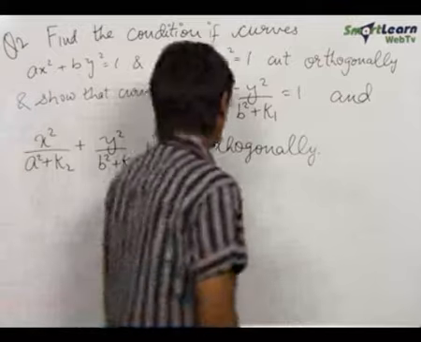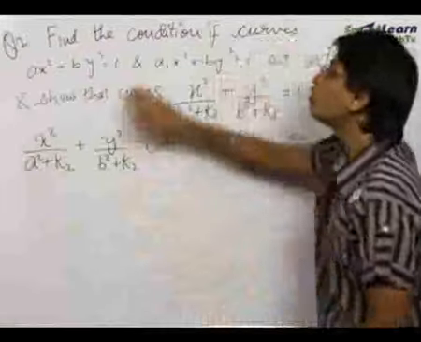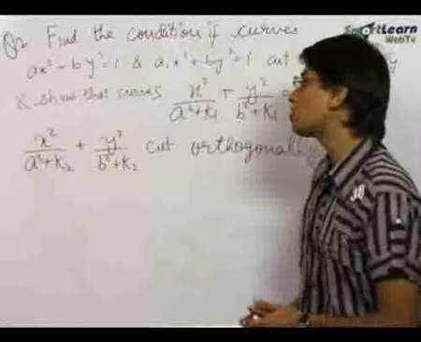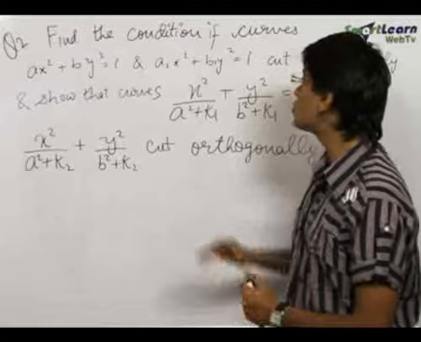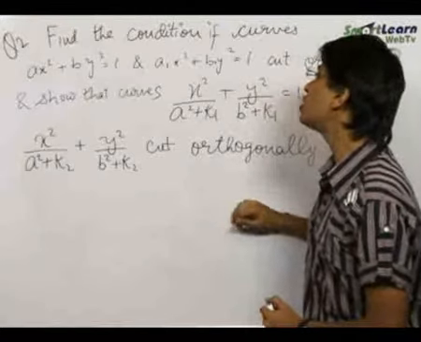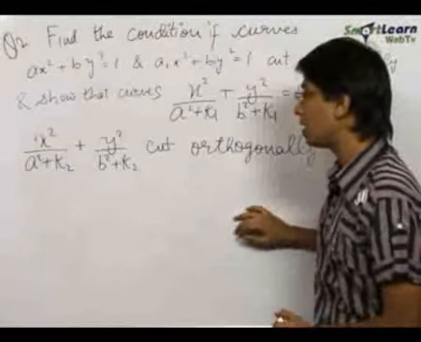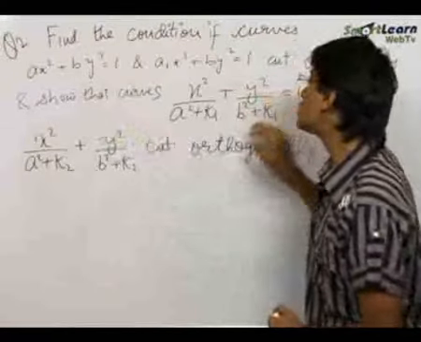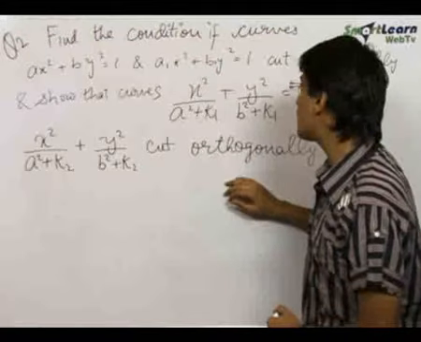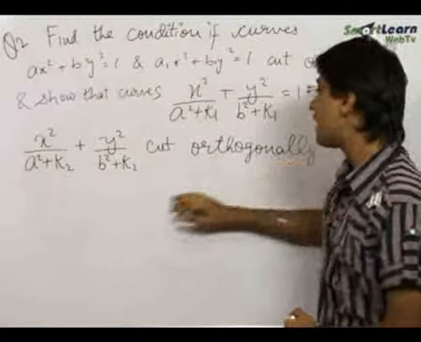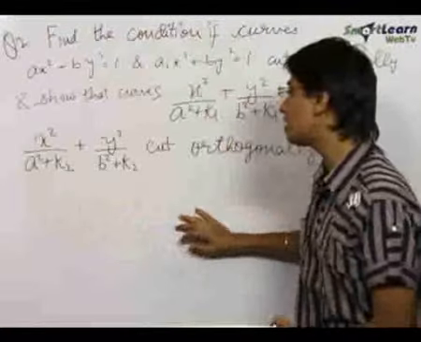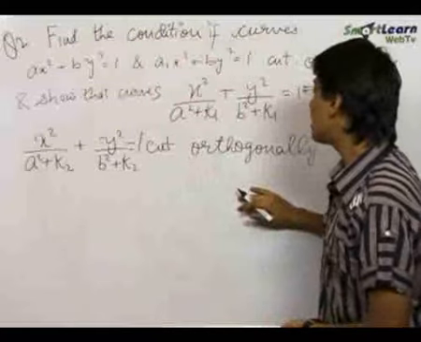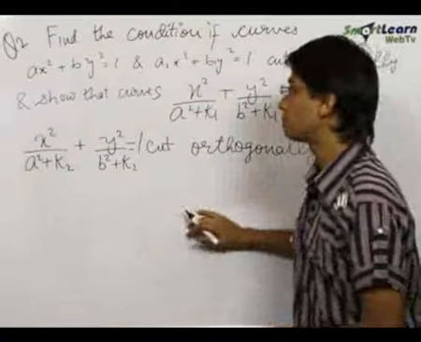In our next problem, which is a pretty interesting problem, we need to find the condition if there are two curves given, ax² + by² = 1 and a1x² + b1y² = 1, and we need to find the condition if these two curves cut orthogonally. And hence, by using that condition, we need to show that the two curves given, x²/(a²+k1) + y²/(b²+k1) = 1, and replacing k1 by k2 and getting the second curve, x²/(a²+k2) + y²/(b²+k2) = 1, cut orthogonally.